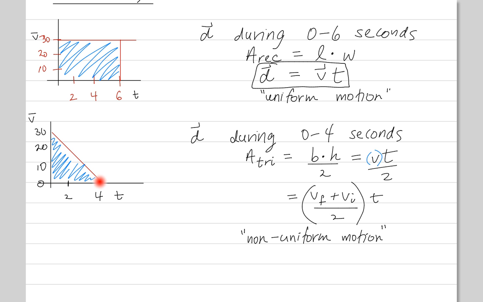It's 0. And VI is 30. So 30 plus 0, this is your height. And the reason we have a divide by 2 is because it's a triangle. Times the base, which is 4 seconds. That's your time. So base times height divided by 2.